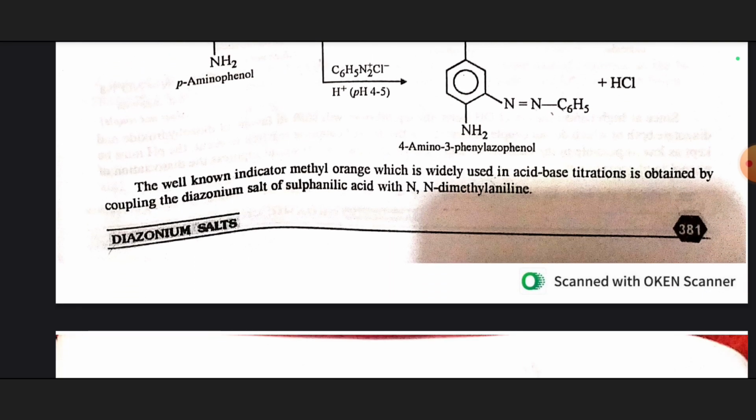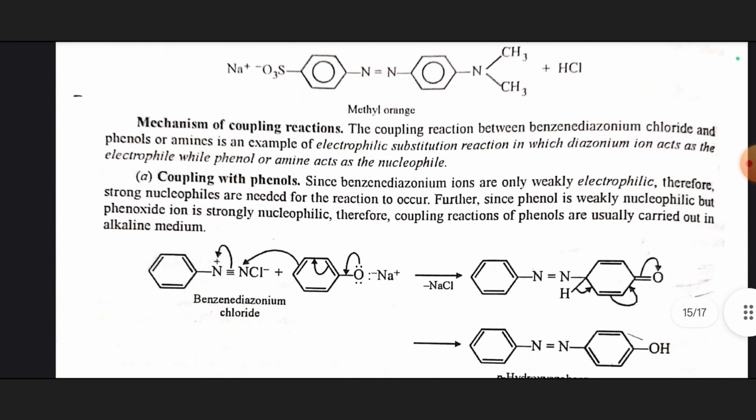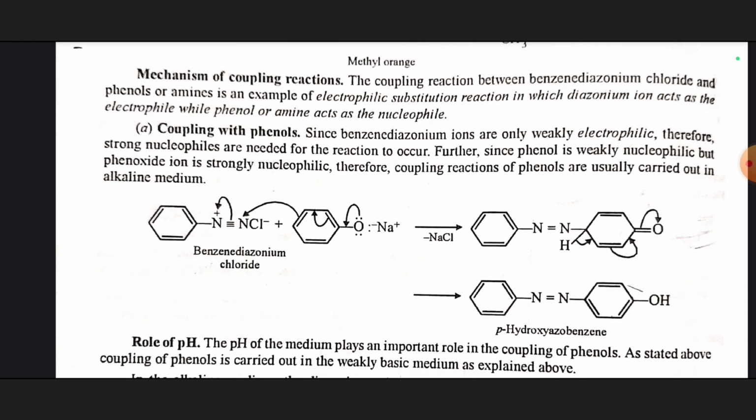The well-known indicator methyl orange, which is widely used in acid-base titration, is obtained by coupling the diazonium salt of sulfanilic acid with N,N-dimethyl aniline. Mechanism of coupling reaction. The coupling reaction between benzene diazonium chloride and phenols or amines is an example of electrophilic substitution reaction in which the diazonium ion acts as the electrophile while phenol or amine acts as the nucleophile.